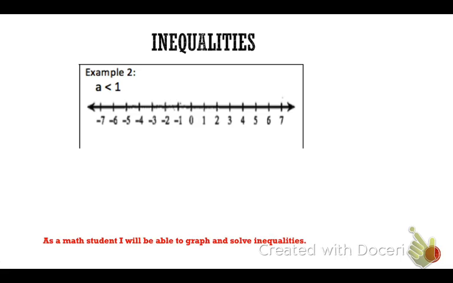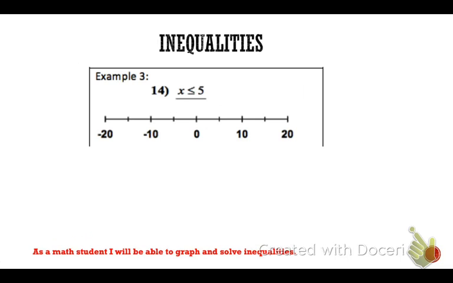Example 2. Same thing. It says A is less than 1, so I'm going to find 1. My thinking is, it doesn't have the equal sign, so I'm going to have an open circle, and A is supposed to be less than 1, so all of the values to the left of it are going to be a possible example. And again, see how the arrow tells me which way to go.